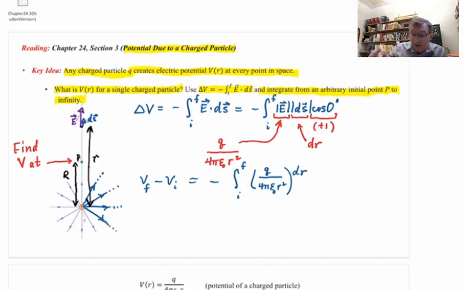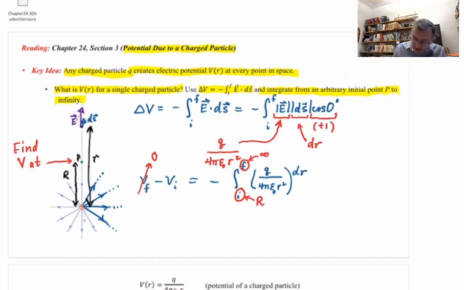Where we decided by definition that the electric potential had the value 0. So that means the electric potential at the final point is 0 because the final point's at infinity. And so the final point corresponds to a radial distance of infinity. And the initial point corresponds to a radial distance from the charge of big R. Remember, we started at point P.